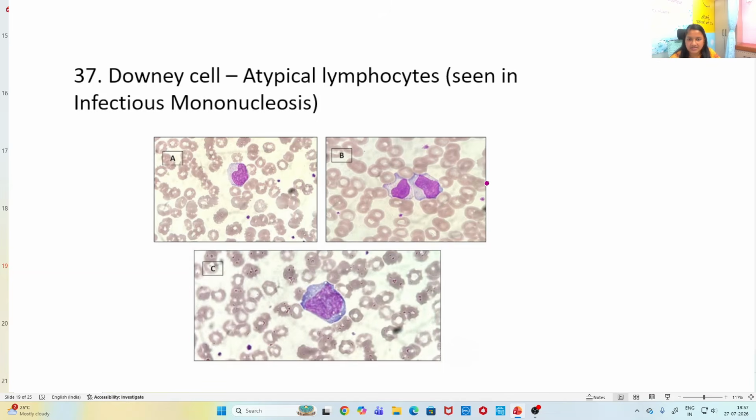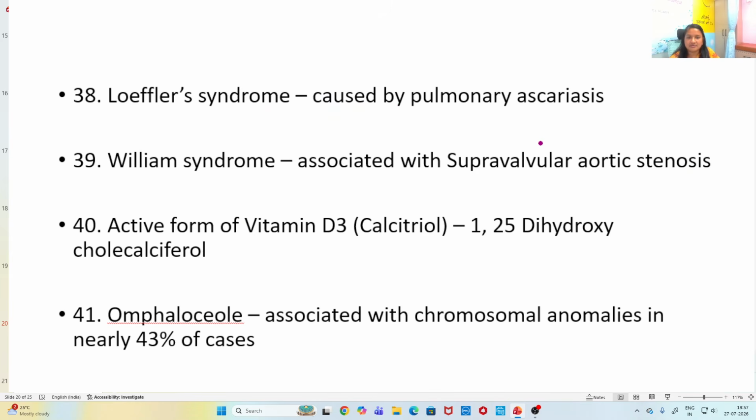Downey cell, these are atypical lymphocytes, and these are seen in infectious mononucleosis. Okay, atypical lymphocytes that are seen in infectious mononucleosis. Downey cell. Loeffler syndrome is caused by pulmonary ascariasis, basically eosinophilia and worm infestation.